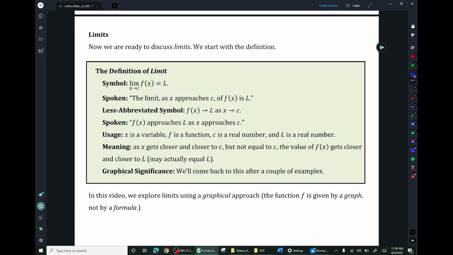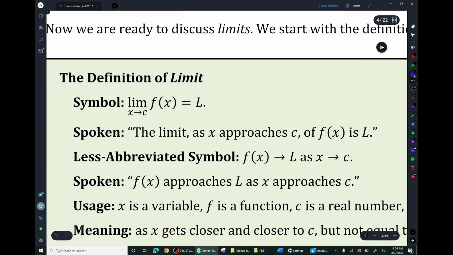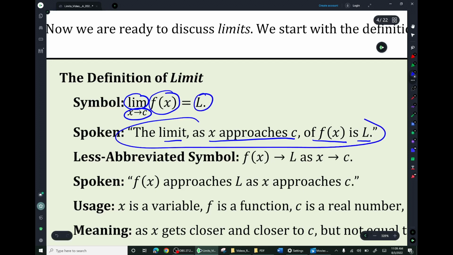We'll start with the definition. First of all, the symbol for limits. The symbol consists of the three letters LIM, that's an abbreviation for the word limit. Below that is this symbol, x arrow c. Next to that is the symbol f of x. Next to that is the symbol equals L. This symbol is spoken in the following way. The limit as x approaches c of f of x is L. So those four components that I talked about, the LIM, the x arrow c, the f of x, and the L, they all show up in the way that you speak the symbol.